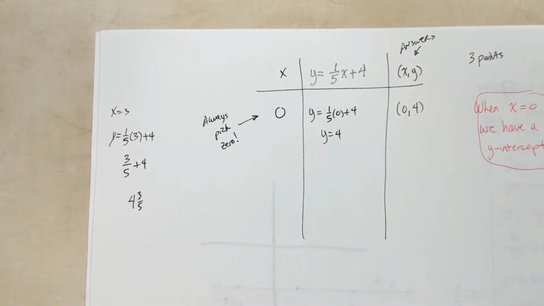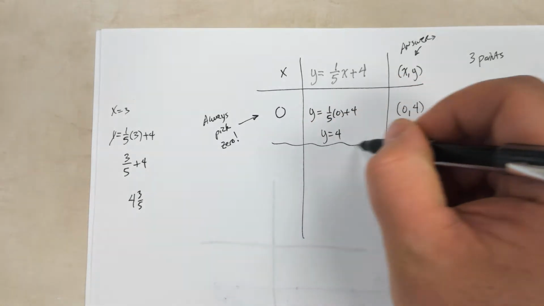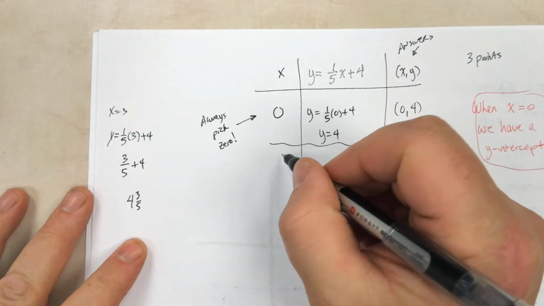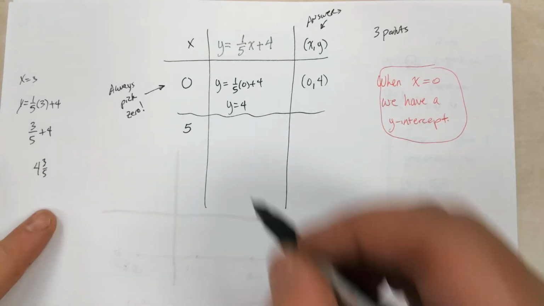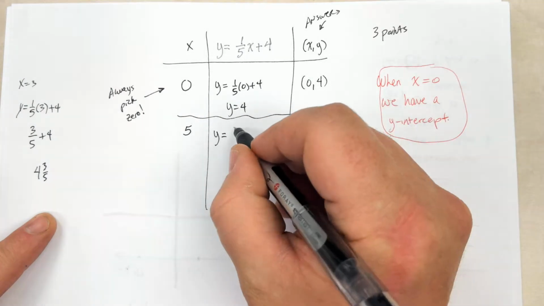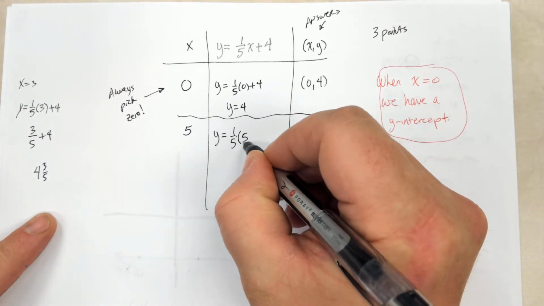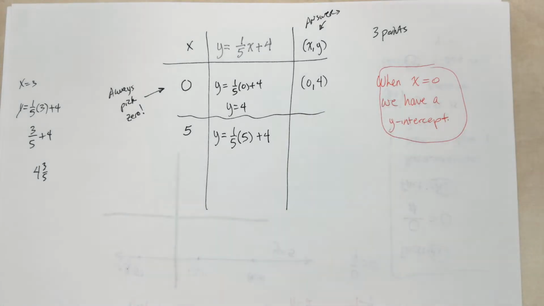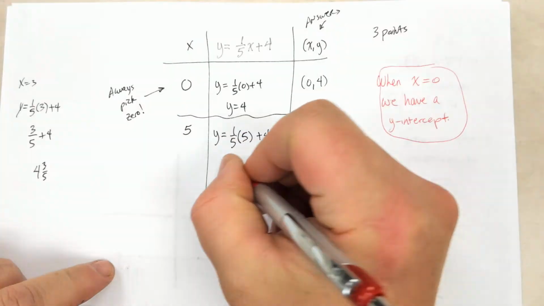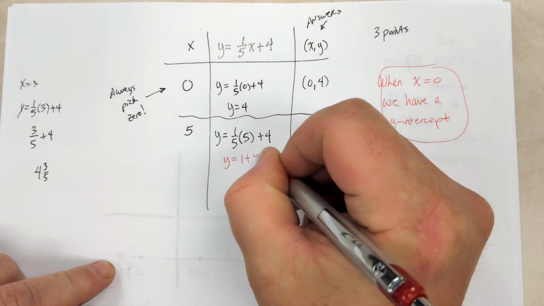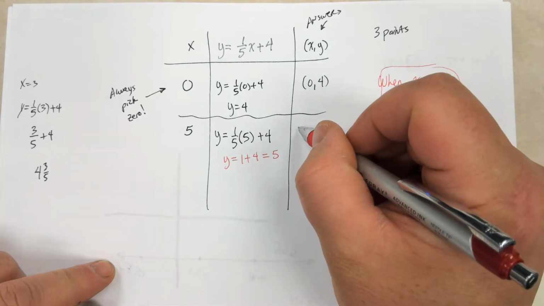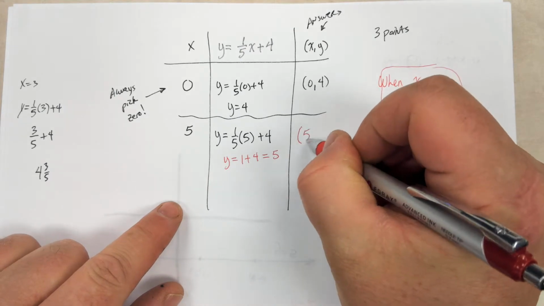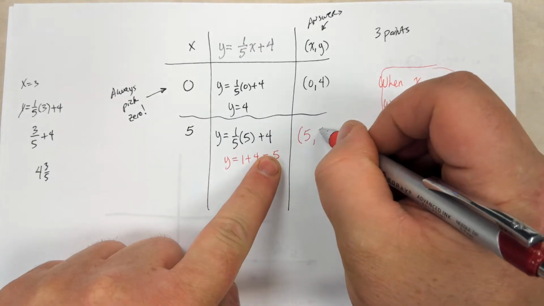it's ugly. But if we pick 5, so I'm gonna do this to keep my work separate, right? Let's pick 5. Then it's gonna be pretty, just like all of us. 1/5 times 5 plus 4. So we got to reduce. That's 1, right? So y equals 1 plus 4. That's 5. So we have 5 for x, 5 for y.